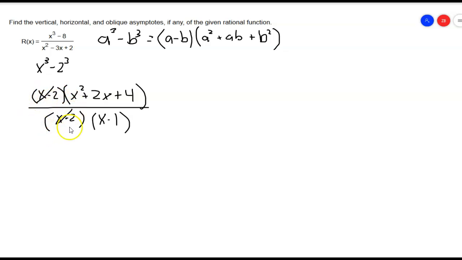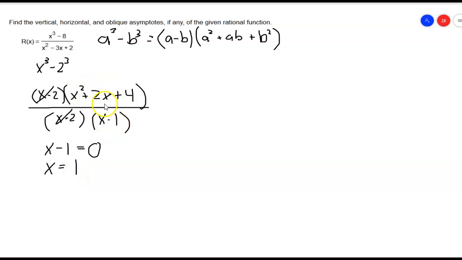All right, so now that I have this, it makes it a little bit easier when I'm trying to figure out what my asymptotes are. My vertical asymptotes are anything that's going to make the bottom equal to 0. So I just set the bottom equal to 0, and then x is equal to 1. Now I want to check one thing first.